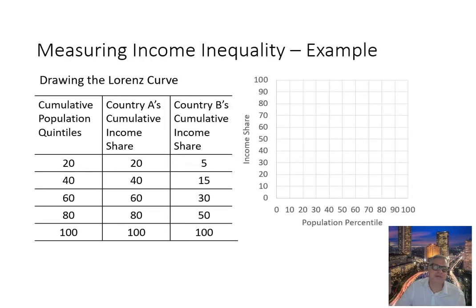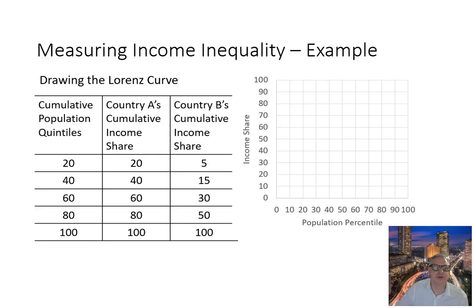Okay, so here we have the cumulative population quintiles. And here we have country A that has a perfectly equal income distribution, because the 20% poorest hold 20% of total income, the 40% poorest 40%, the 60% poorest 60%, the 80% poorest 80%, and of course 100% hold 100.